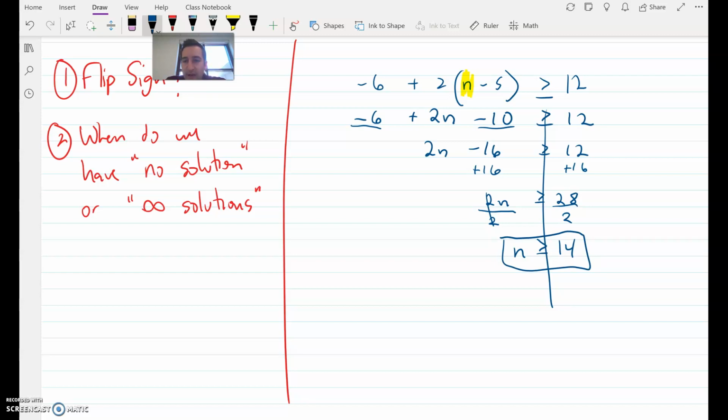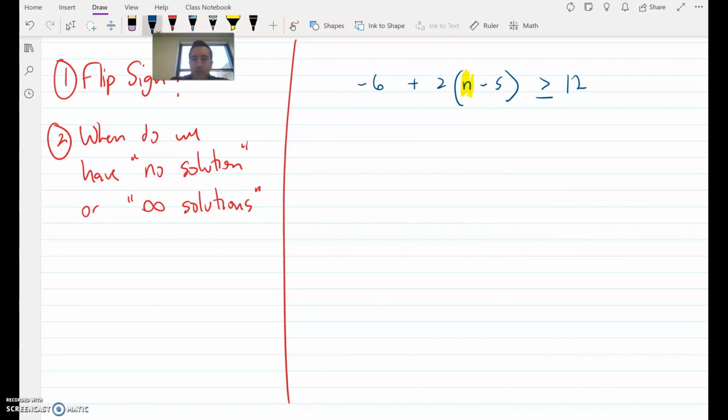So notice how the inequality sign never flipped. It stayed the same the whole way. Let me show you when it would flip. To do that, I'm going to have the exact same problem, but I'm going to change this to a minus sign. Okay, and I'm going to take this away just for the sake of the problem. Check this out. -2n plus 10 is greater than or equal to 12. We subtract 10 from both sides, and we have -2n is greater than or equal to 2.